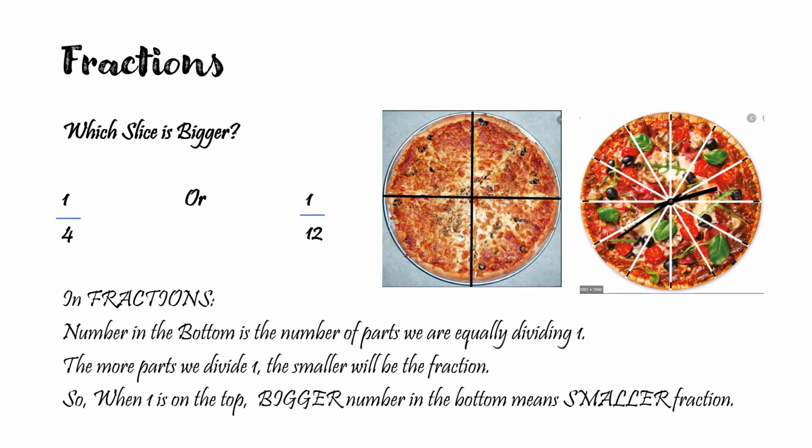So in fractions, the number in the bottom is the number of parts we are equally dividing 1. The more parts we divide 1 into, the smaller will be the fraction. So, when we can see 1 on the top, like 1 by 4 or 1 by 12, the bigger number in the bottom means a smaller fraction. So, 1 by 4 is bigger than 1 by 12, or 1 by 12 is smaller than 1 by 4.